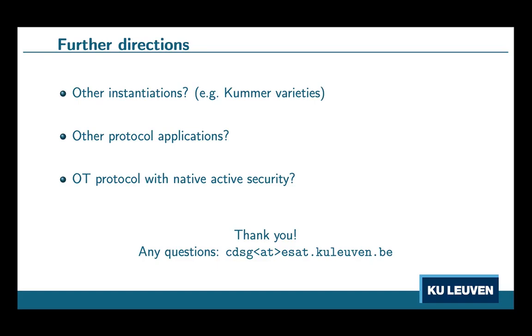Some further directions for this work is first to look at possibly other instantiations of the structure. Another work on OT from last year makes use of Kummer varieties, which could be another candidate. The next thing is to look at other potential protocol applications. Here we provide OT. Clearly, key exchange also fits within our framework, but perhaps some other protocols or schemes can be created, and this would expand the possibilities. And finally, if an OT protocol could be built from the structure with native active security rather than relying on a transformation, this is also an open question.